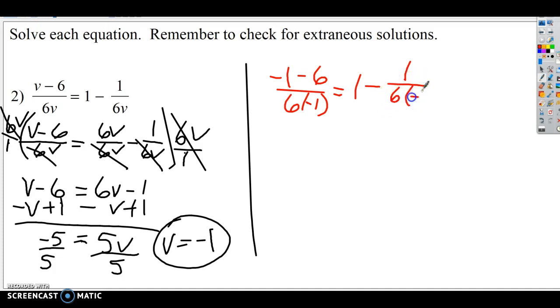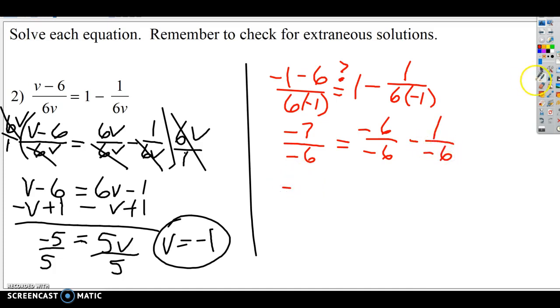And then 6 times negative 1. Now what we're doing is we're checking this, so I like to put a little question mark here that says, does this work? Negative 1 minus 6 is negative 7. Negative 6 times negative 1 is negative 6. And then we have negative 6 as the denominator here, so we need this to be negative 6 over negative 6, because when you add or subtract, you have to have a common denominator. Now, two negatives make a positive, so we can just write this as 7 over 6.